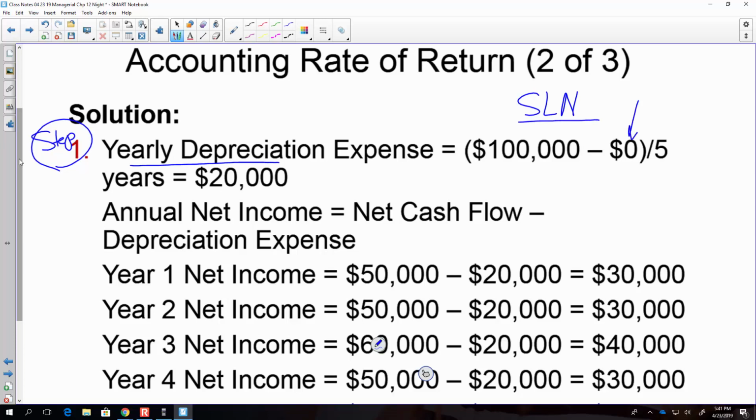Does anybody know what the zero is here? I'm taking the 100,000 investment, I'm subtracting something and dividing by 5. There's no salvage. Salvage value, very good. So some of your problems will have a salvage value, some will not. Your 25-point problem does have a salvage value, so you will have to consider it there. But it comes up with an annual depreciation of 20,000.